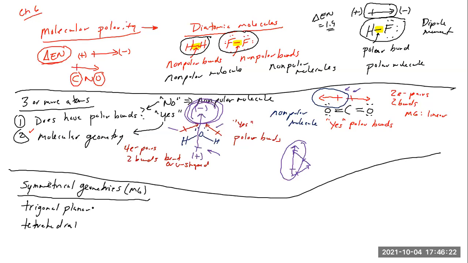And really what both of these have in common, if you remember what they look like, is that when you draw the Lewis structure, there are no non-bonding electrons on the center atom.